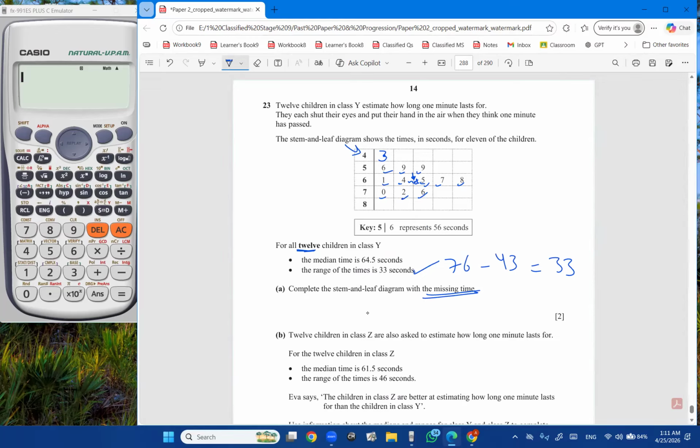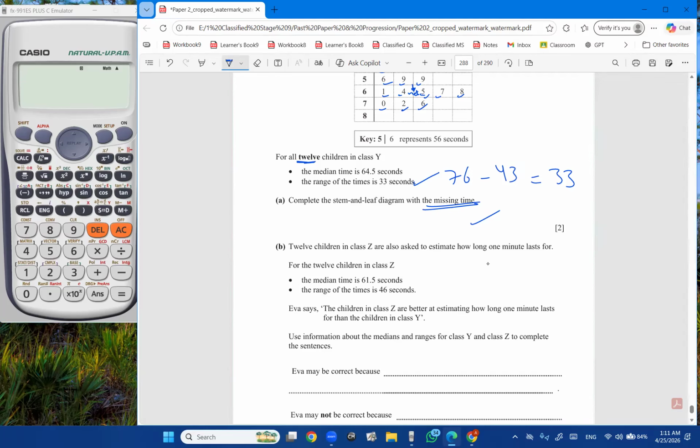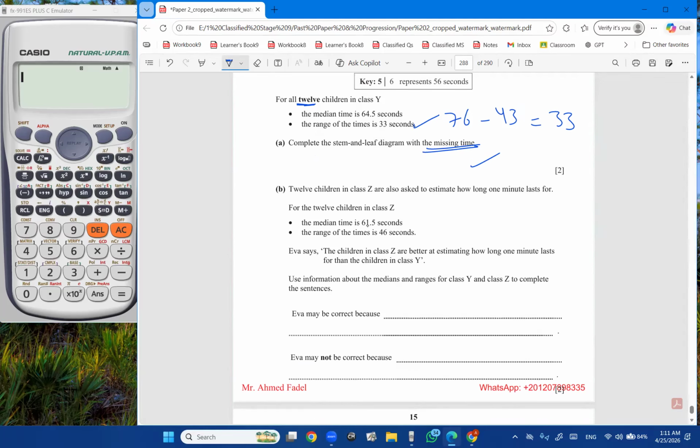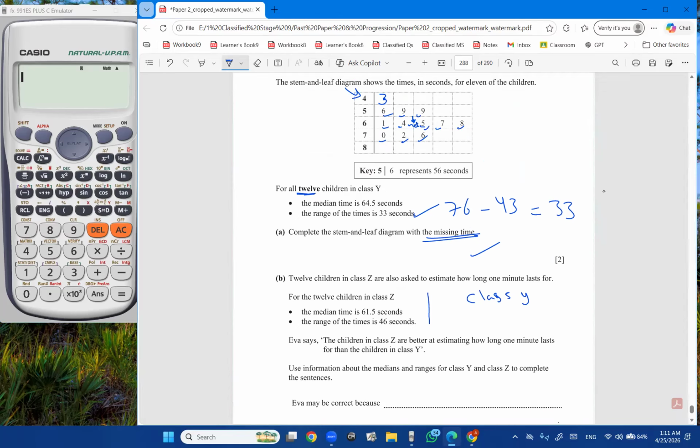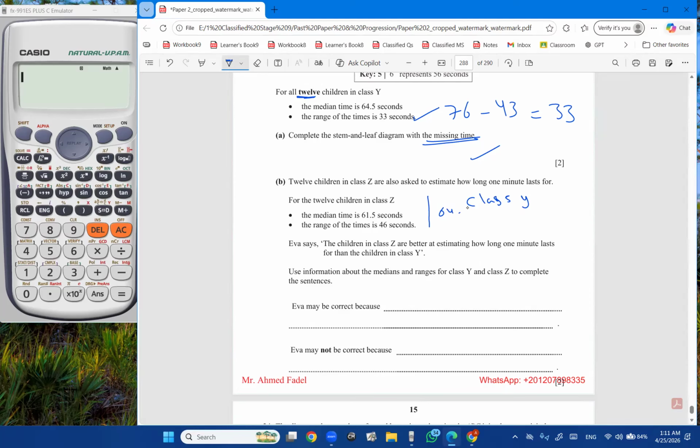12 children in class Z are also asked to estimate how long 1 minute lasts for. For the 12 children in class Z, the median time is 61.5 seconds. So the range of the times is 46 seconds. Eva says the children in class Z are better at estimating how long 1 minute lasts for than the children in class Y. Well, they told you here that the median is 61.5. This is in class Z. Class Y, they told you that the median is what? 64.5. And the range is 33.